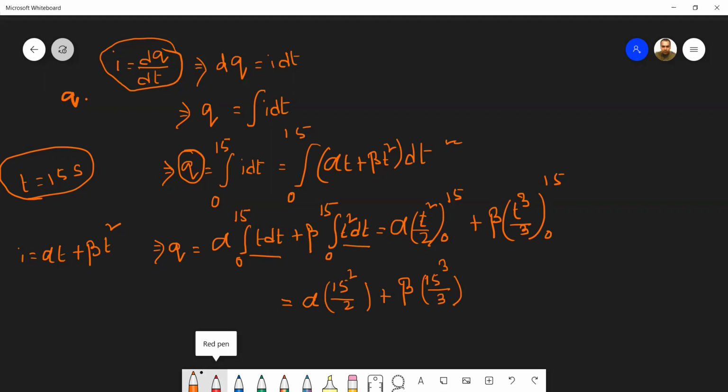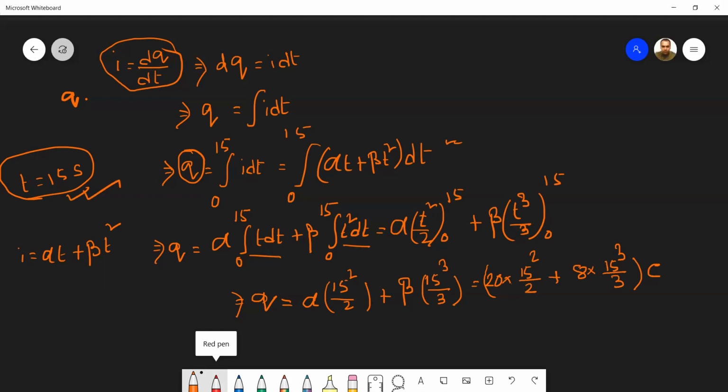Alpha and beta are already given. So alpha is 20 multiplied by 15 square by 2 plus beta is 8 multiplied by 15 cube by 3 Coulomb. The unit of charge is Coulomb. If we calculate this value, we can find the required amount of charge that flows through the conductor in 15 seconds.